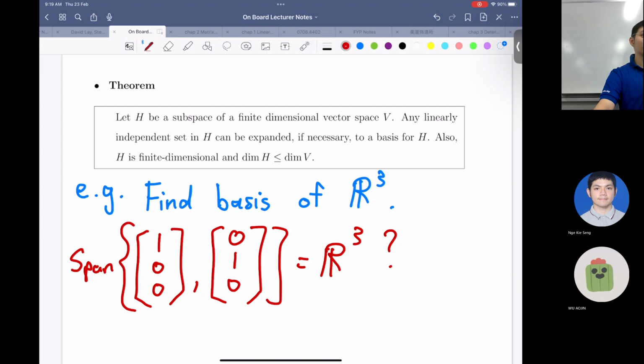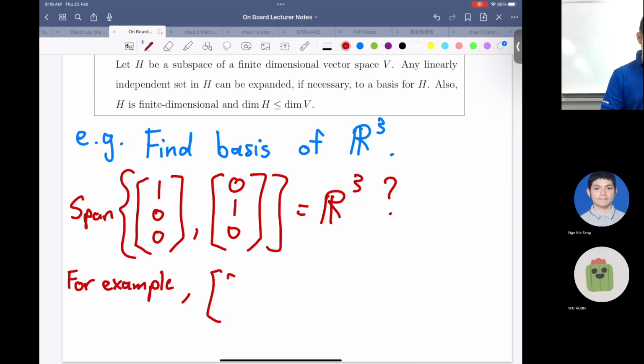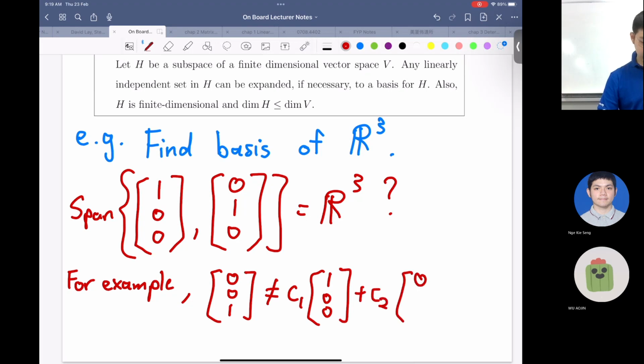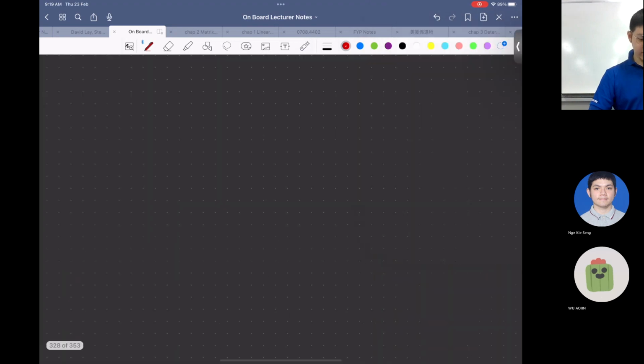For example, (0, 0, 1) is not equal to C1 times (1, 0, 0) plus C2 times (0, 1, 0). Okay, right. How to see this? How to see this? So you should use what you have learned now.